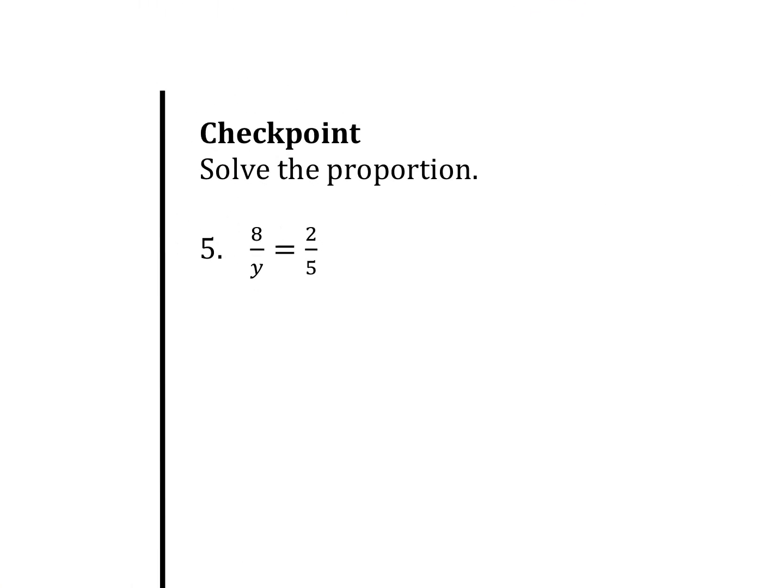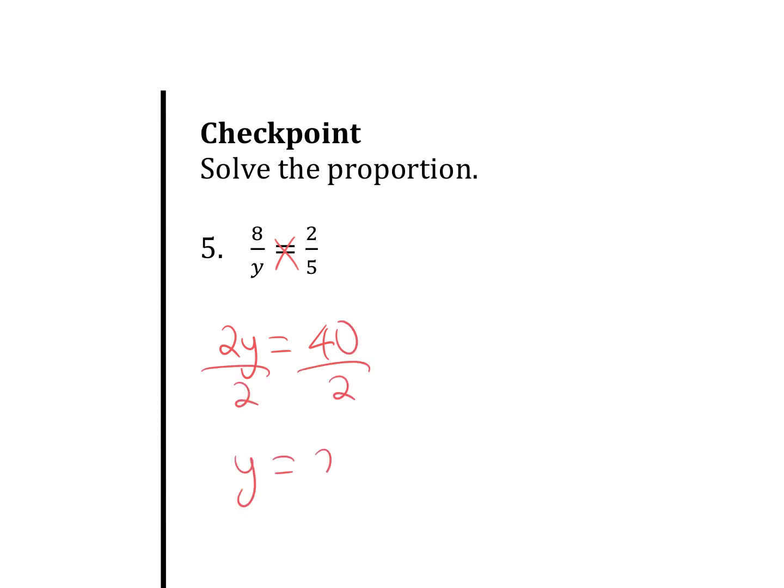Okay, checkpoint 5 here. Solve the proportion, cross multiply. 2 times y is 2y. 8 times 5 is 40. Divide by 2. Y equals 20.